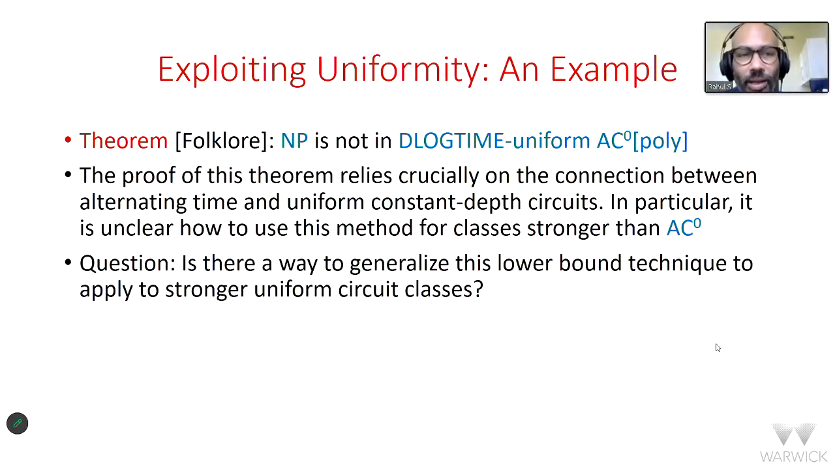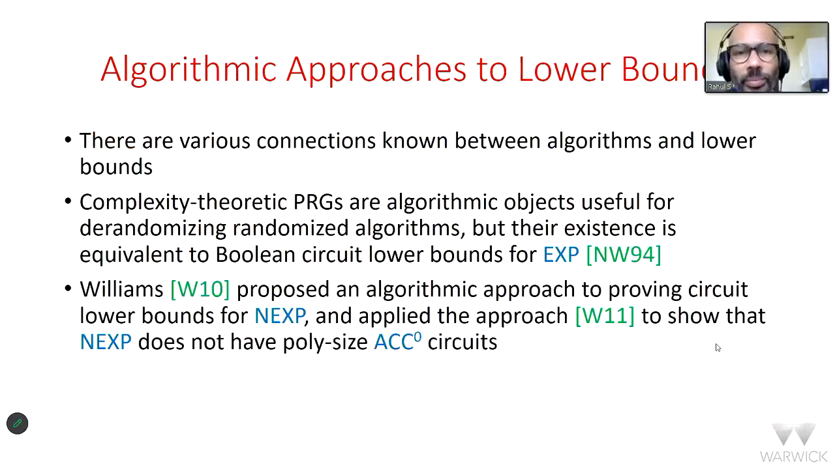mod P. So one question here is, is there a way to generalize this lower bound technique to apply to stronger uniform circuit classes, AC0 mod P, AC0, and so forth? So that's the motivation for us. Okay, so let me now say something about what an algorithmic approach to lower bounds means.